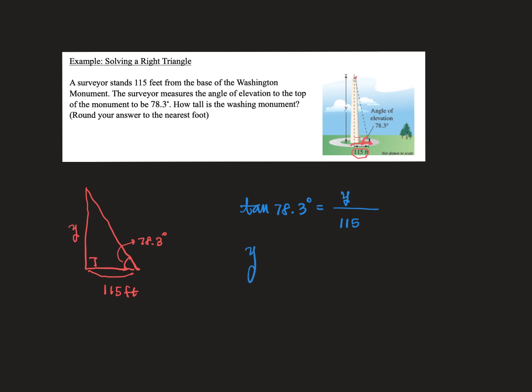Now how can we find y? You multiply both sides by 115. So y is going to be 115 tangent 78.3 degrees. Guys, make sure this is in degrees. Check the mode before you put in 78.3 degrees. Then you find the tangent value and multiply by 115. The height is 555 feet. I said nearest foot. Okay, that's how to solve the application problem.